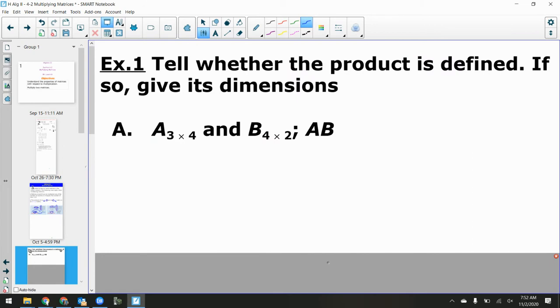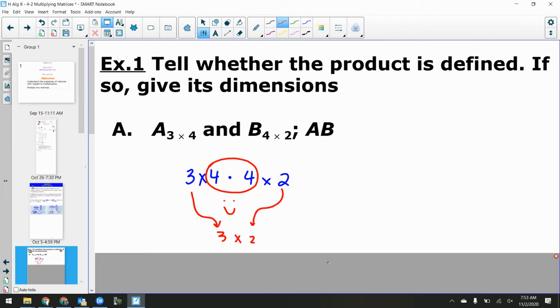So let's check some of those. Can we even multiply? Tell whether the product is defined. If so, give its dimensions. Okay, so I've got a 3 by 4 times a 4 by 2. Can I multiply those together? Yes, I can. We'll put a little happy face down there. And then the resulting product is a 3 by 2 matrix. Again, we have no idea how we multiply yet. This is just, can we multiply?